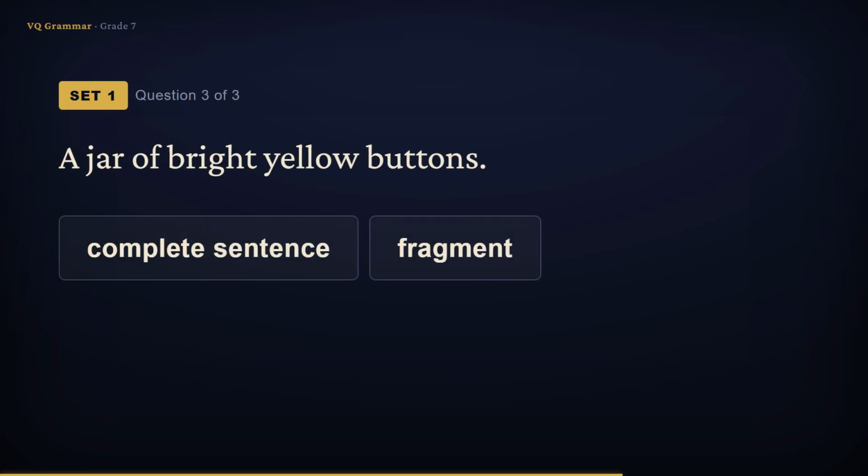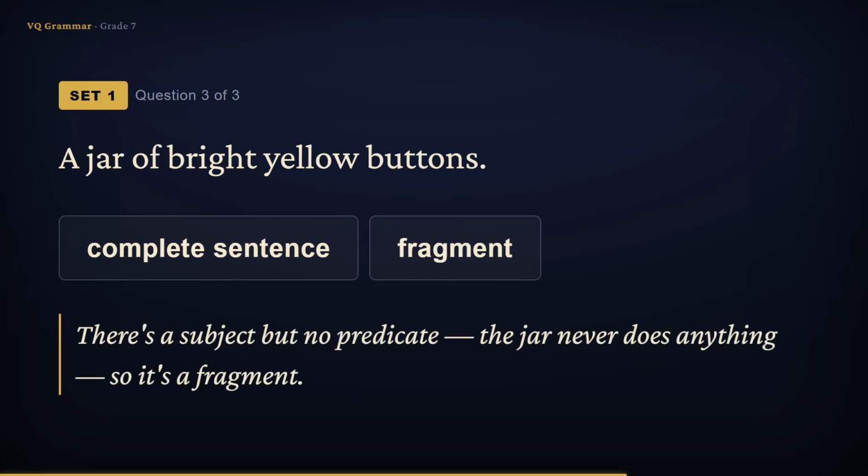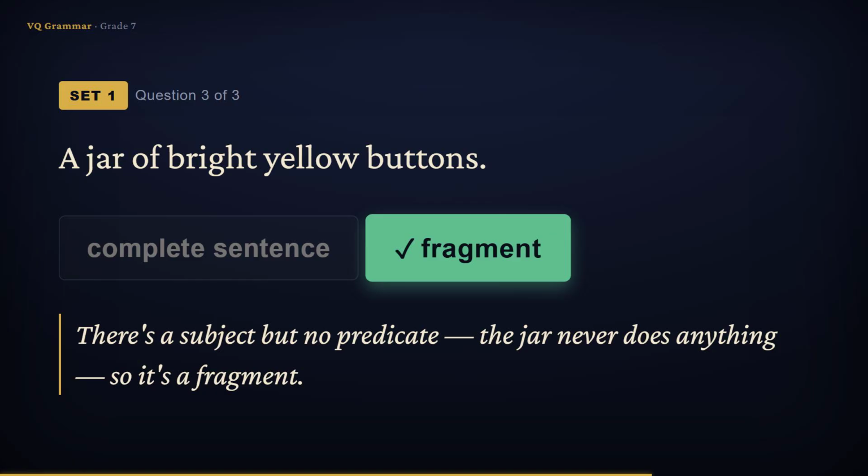A jar of bright yellow buttons. Test it. We have a subject, the jar, but what does the jar do? Nothing is happening. There is no predicate. With no predicate, the thought isn't complete, so this one is a fragment.